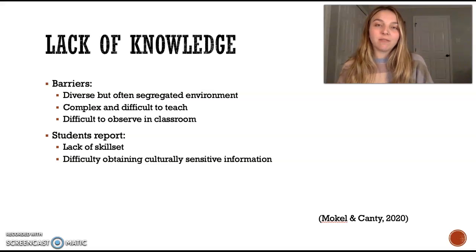So overall in the nursing field, we see a lack of knowledge for cultural assessment, and this is for several different reasons. When you consider the environment that we live in, it is diverse, but it's often very segregated, so sometimes we have a hard time understanding how people from different ethnic groups think and feel. Cultural assessment is also a complex topic which is difficult to teach and difficult to observe in the classroom. Overall, students report a lack of skill set and difficulty obtaining culturally sensitive information. This is going to include students who routinely interact with patients and consider themselves to be empathetic.